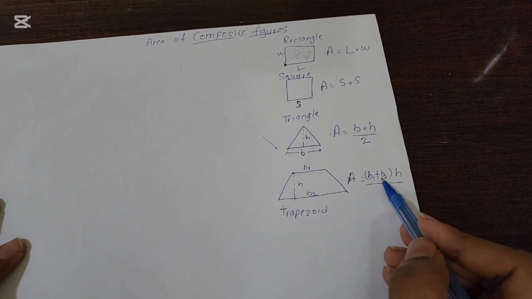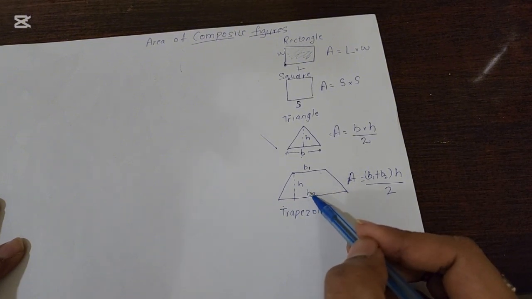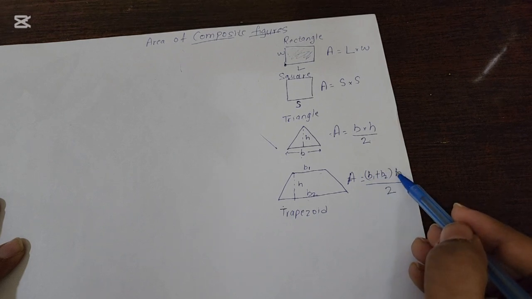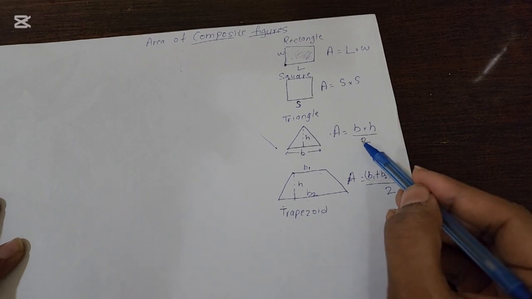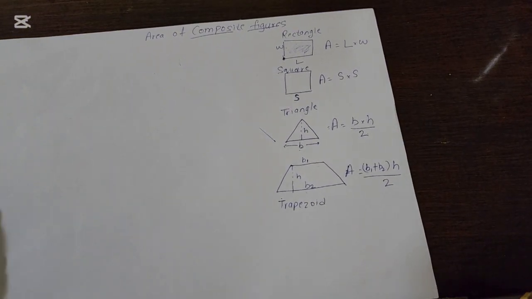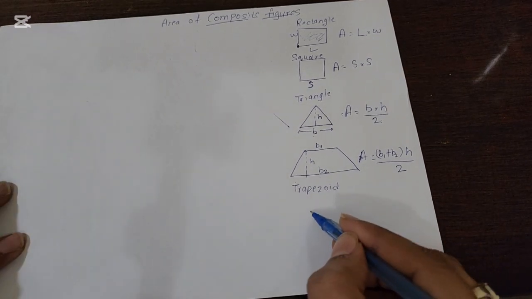So to get the base here, first we have to add both the bases. Just a trick to remember. Okay, so base 1 plus base 2 will give you the combined base, multiply height divided by 2, just like the triangle, base multiply height divided by 2. Okay, now this is the area of a trapezoid. After that, what else is there? Okay, triangle done. Okay, parallelogram.